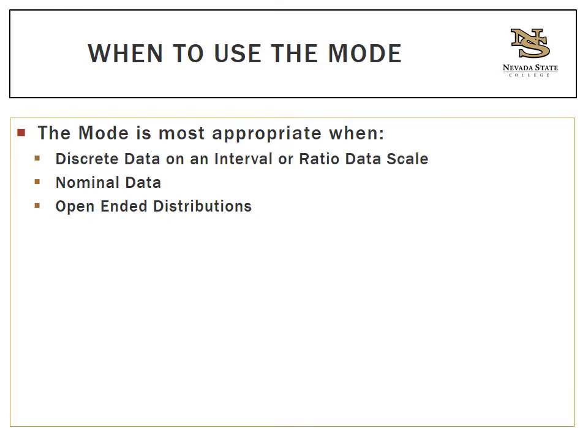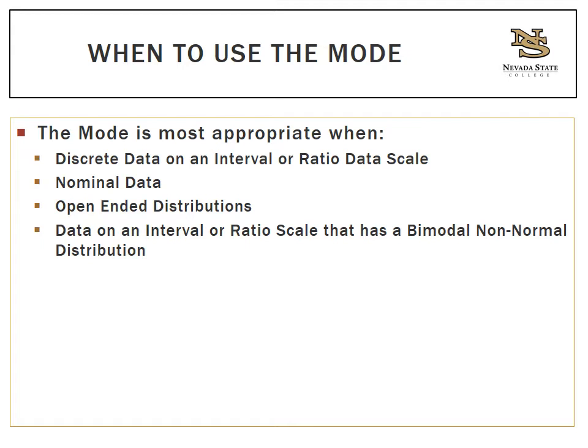Also, if you have open-ended distributions, the mode is most appropriate because if you have, like, number of children, 0, 1, 2, 3, 4, 5 plus, you don't really know how to land on that midpoint for that 5 plus because you don't know what the scores look like. So you're kind of stuck with the mode when you have an open-ended distribution.